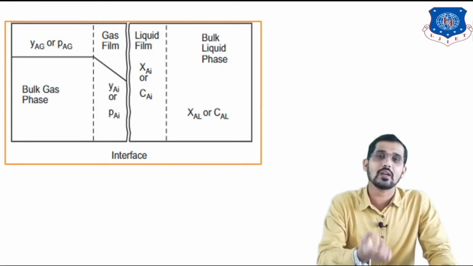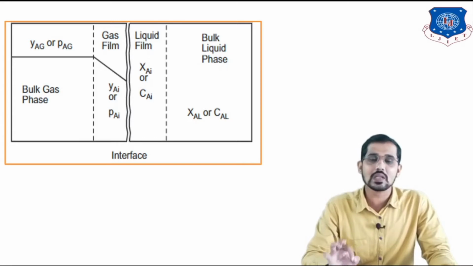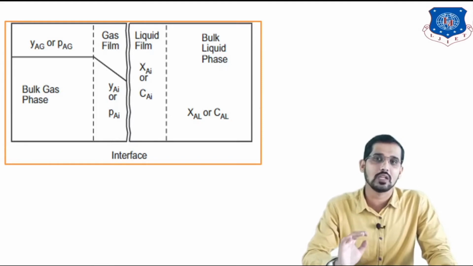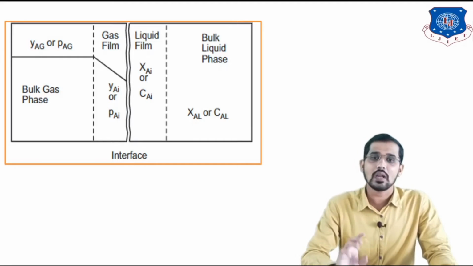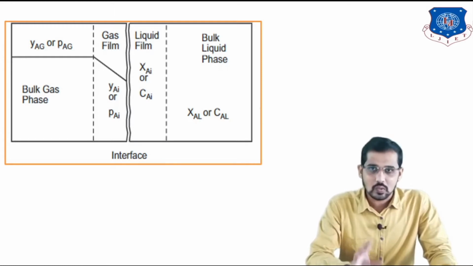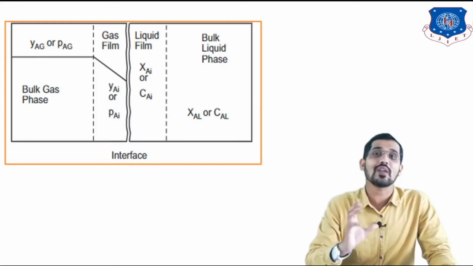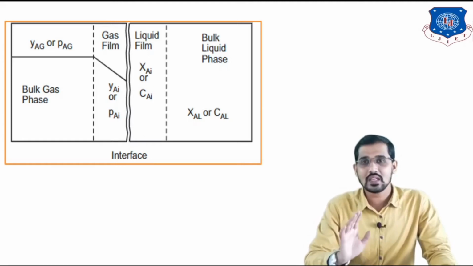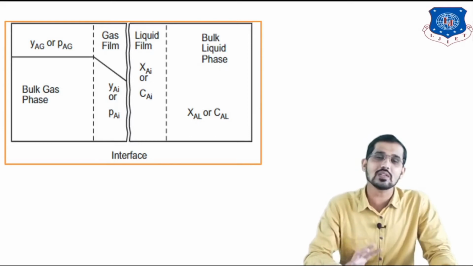Similarly, you can see the bulk part of the liquid phase now. The bulk part of the liquid phase is represented by xAL or CAL. The mole fraction of component A in the bulk part of the liquid phase is represented by xAL, and the concentration is represented by capital CAL. Understood? xAL or yAG are mole fractions, and CAL or pAG are concentrations.